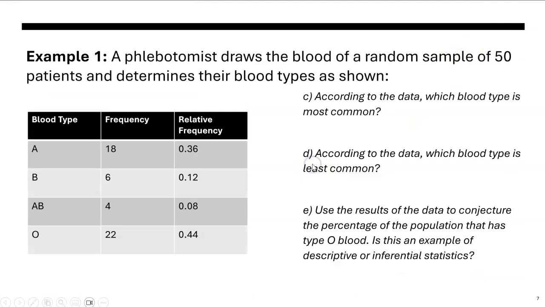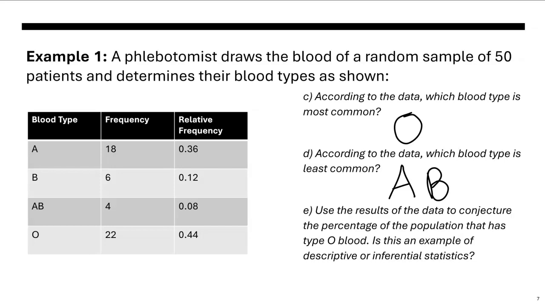Let me see. So according to the data, which blood type is most common? And so you could just look at the numbers and see which one has the biggest frequency. That would be blood type O. So here we would write blood type O. And then according to the data, which blood type is least common? Just look at the frequency and see which one has the least. And that is blood type AB.